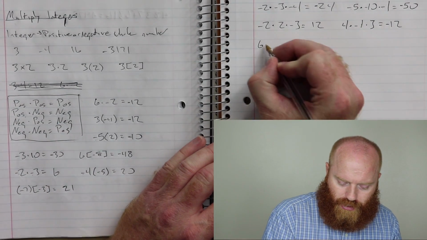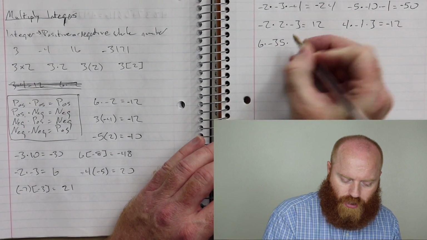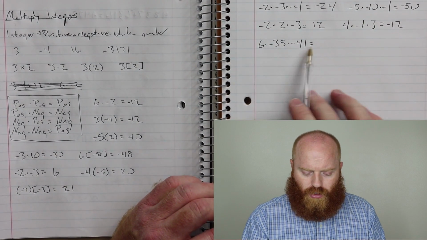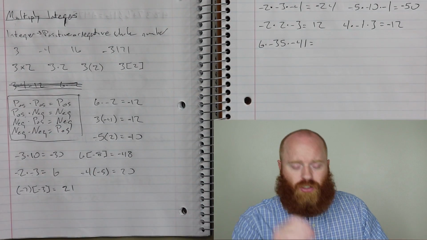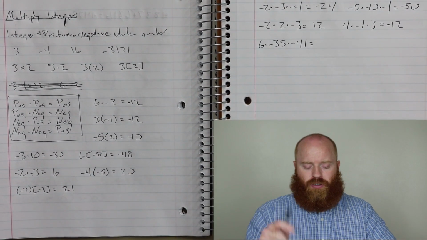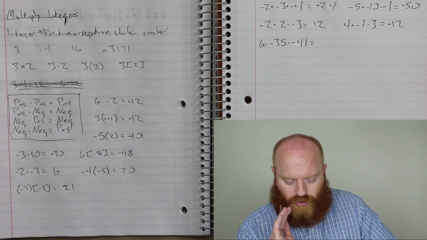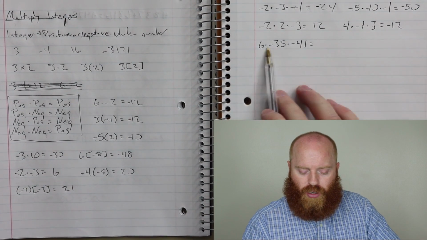What if I take 6 times negative 35 times negative 41? Good grief, guess what? I don't care. These are big numbers. Well, I'm not asking you what the answer is. What I want to know is, is that answer positive or negative? Is that product, the answer to a multiplication problem, positive or negative?